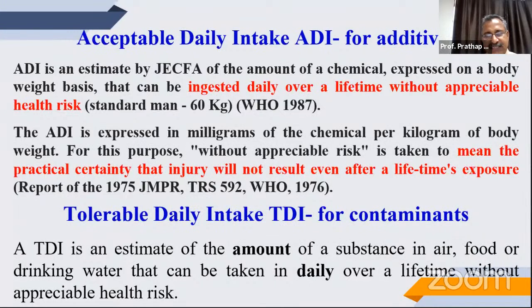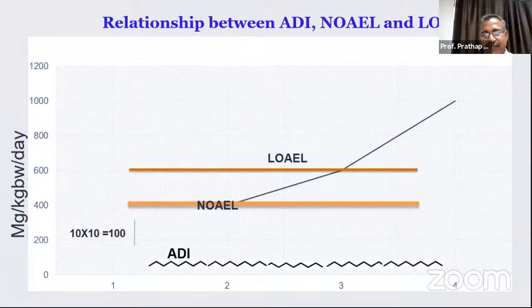Therefore, this level can be given. In case of TDI, that is in case of contaminants, we always try to give as little as possible. We are allowing, not giving, as little as possible, so that it can be present in the food without causing health effects.